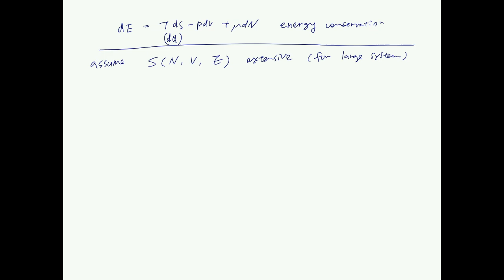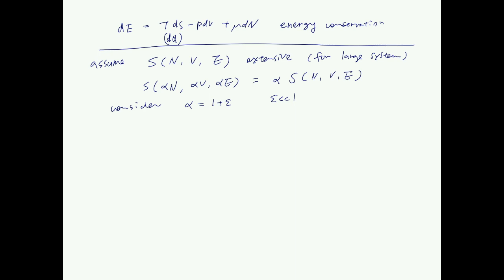So what does extensive mean? That means if I scale everything by some factor alpha, so if I increase my particle number, my volume, and my energy by the same factor alpha, then I expect my entropy to also scale by the same factor alpha. This puts a very strong constraint on the form of the entropy function. So we consider the case when alpha is 1 plus some small number epsilon.